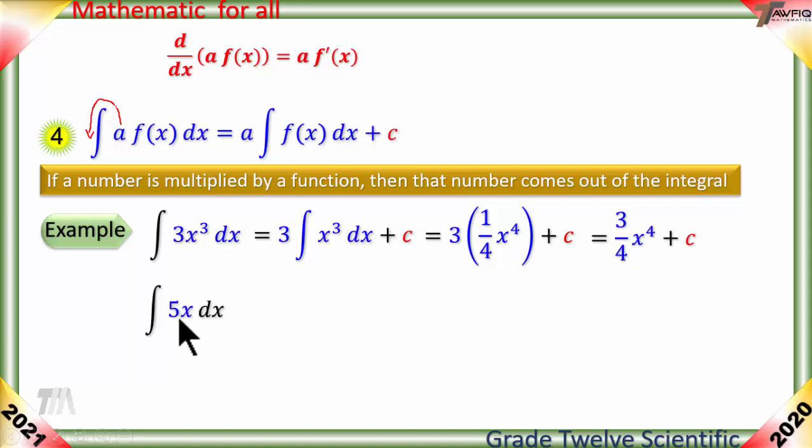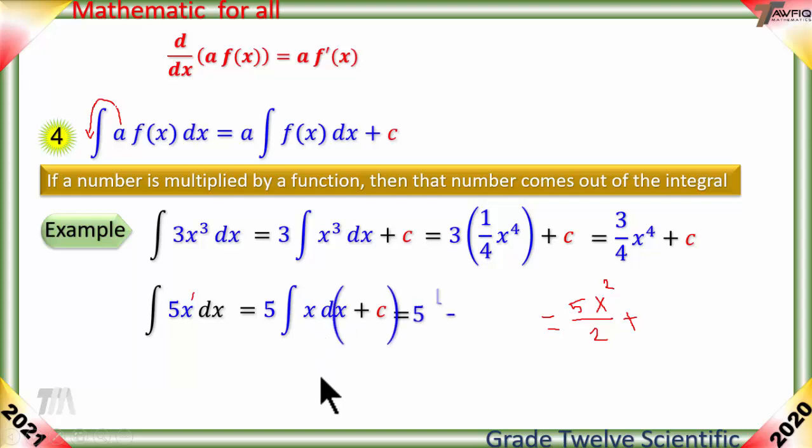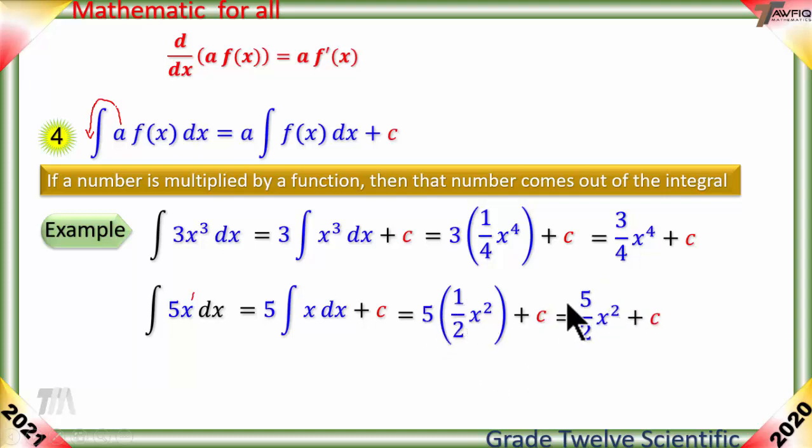If we have the integral of 5x dx, we can find this integral directly. It becomes 5x, add 1 to the power, the power here is 1, so 1 plus 1 is 2, and divided by the new power which is 2, plus c. So it becomes 5x squared over 2. Or take the 5 outside the integral and take the integral of x. It becomes 5 times 1 over 2 x squared. It becomes 5 times 1 is 5 over 2 x squared plus c.